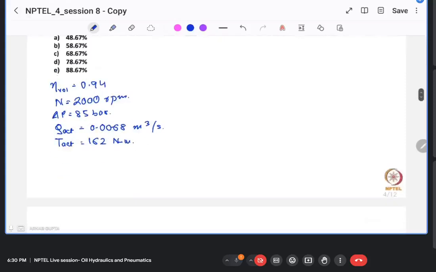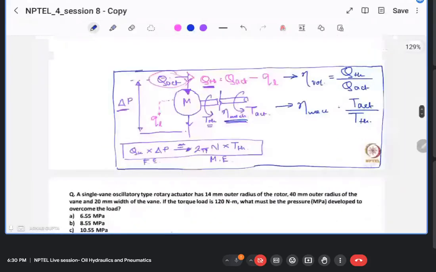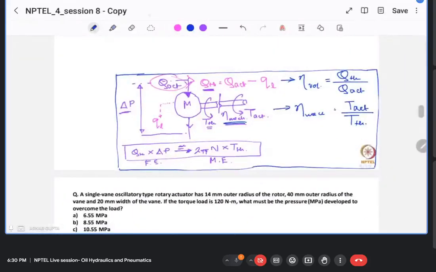Now, if you are pretty much acquainted with this entire picture, then it is just a single line problem. You just need to find out the actual output power and the input power to the motor. Then the overall efficiency is nothing but the output divided by the input. But you can also break it down into multiple steps and then try to solve.